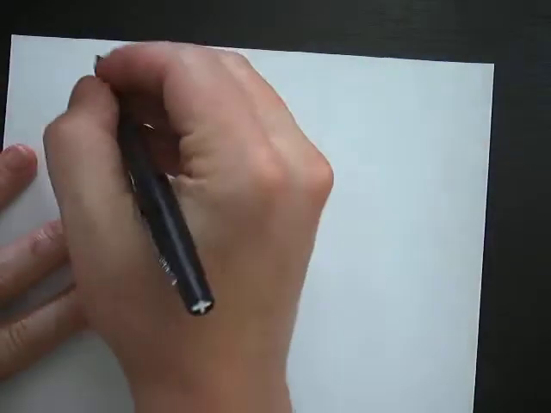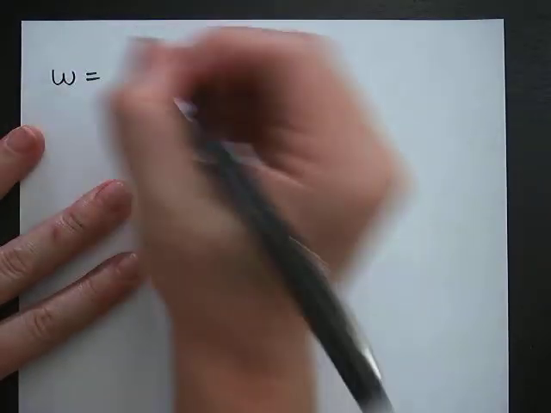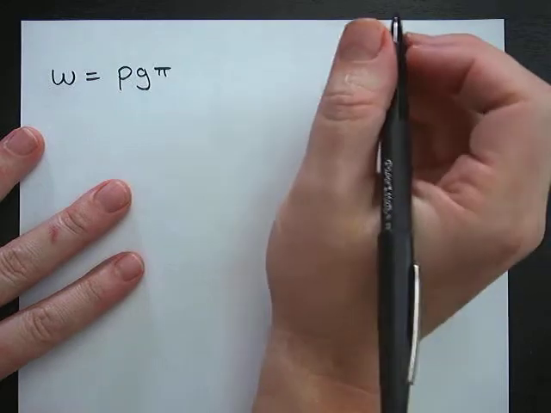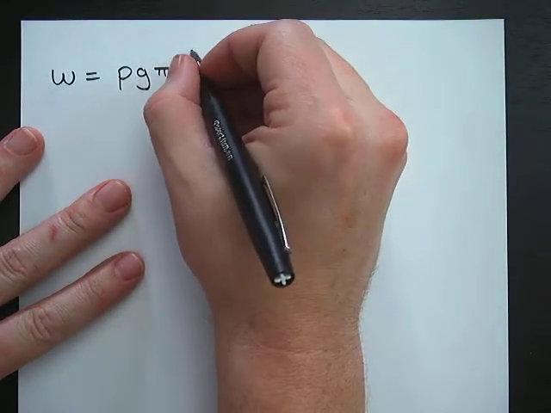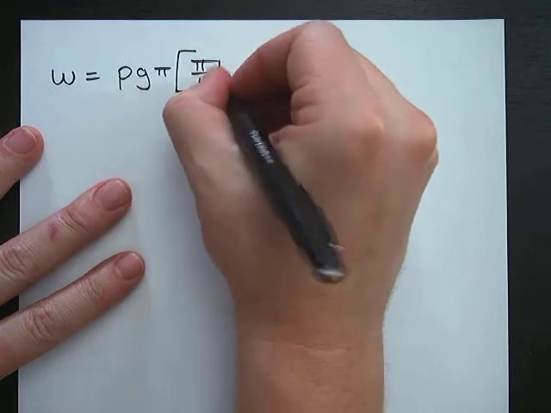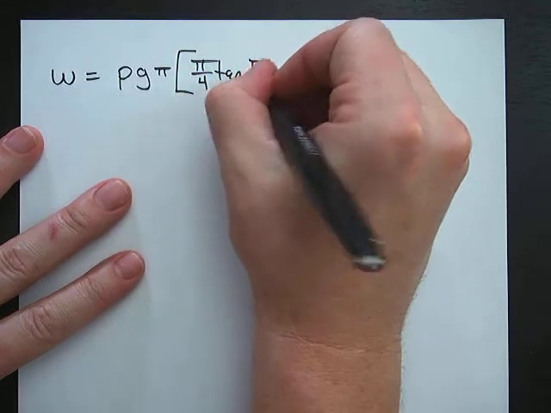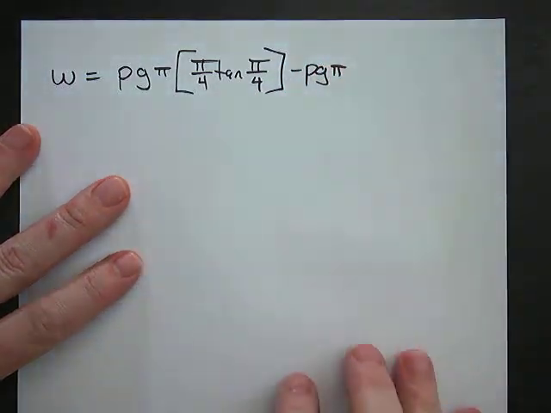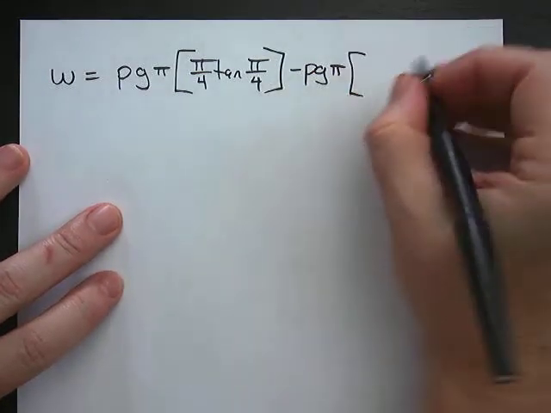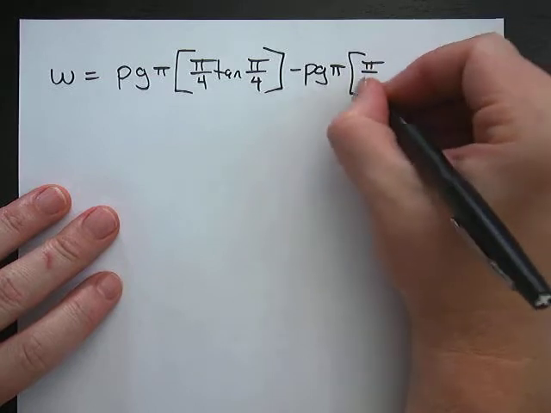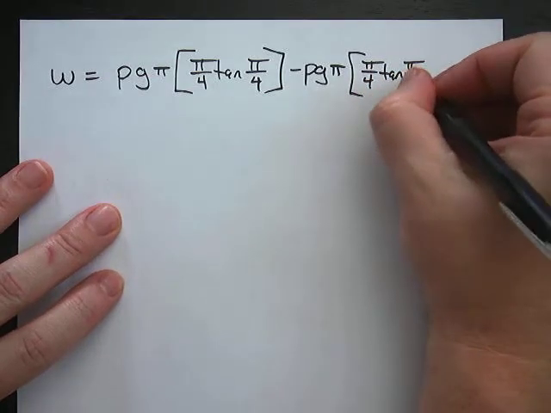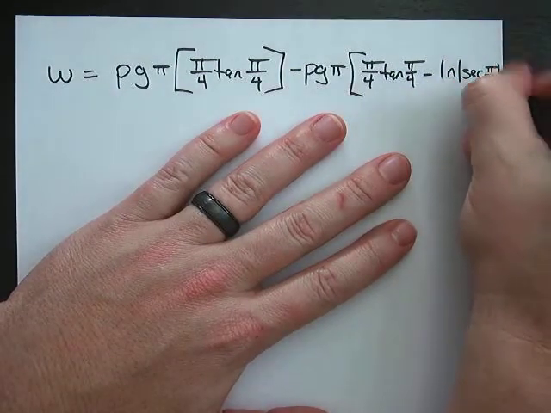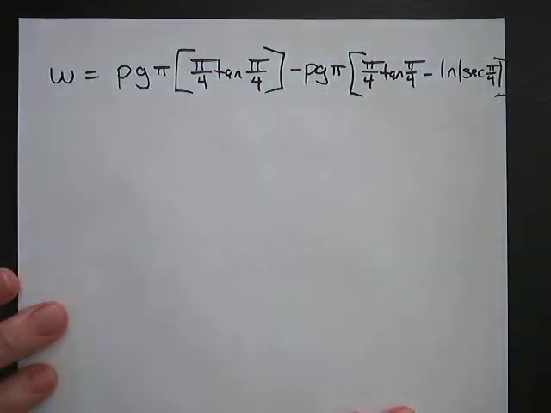So we get W equals, and it's going to be the rho g pi out front, and then it will be pi over 4 tangent pi over 4, okay, minus the rho g pi of the other one, which is pi over 4 tangent of pi over 4 minus ln absolute value secant of pi over 4. And there's the end of that parentheses.